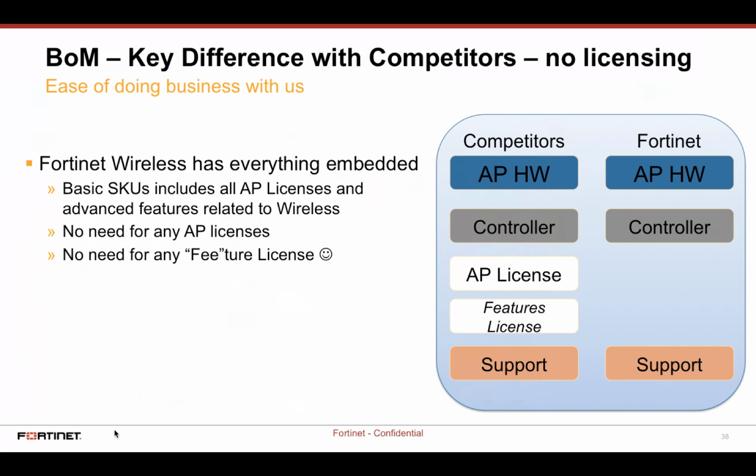Here we can see the key difference with our competition. For Fortinet, what we need is a hardware appliance: the access point, controller, and support. Whereas our competitors need an access point and controller along with an AP license if they want any additional features, like spectrum features on a controller, or policy enforcement on a controller. That requires an additional license. Whereas the AP license and advanced feature license are not required for the Fortinet wireless LAN controller. This will greatly help your customer reduce the OPEX operational cost when they go for a renewal next year.